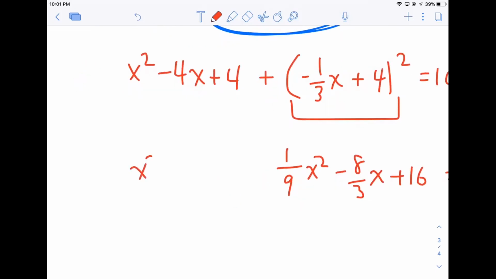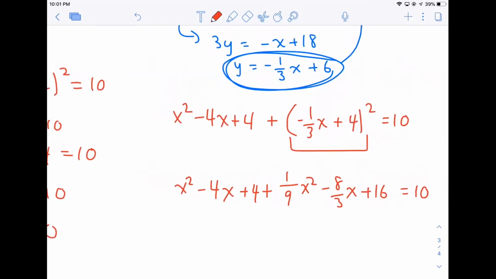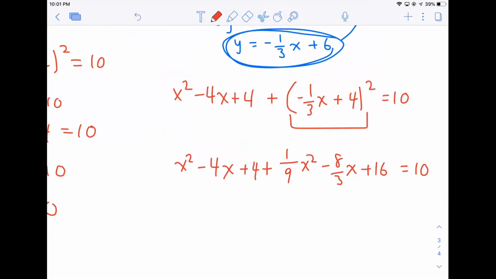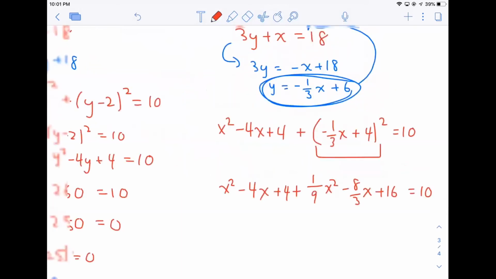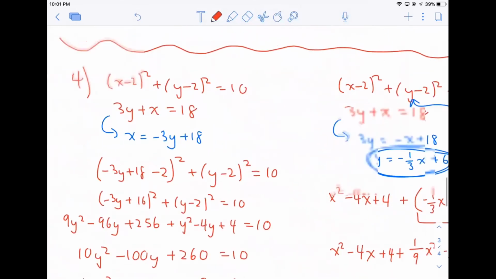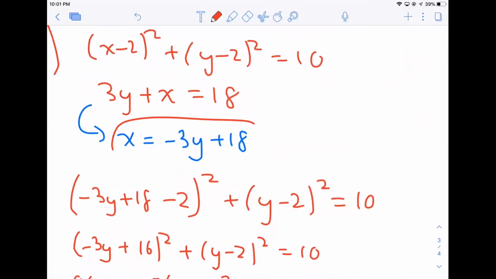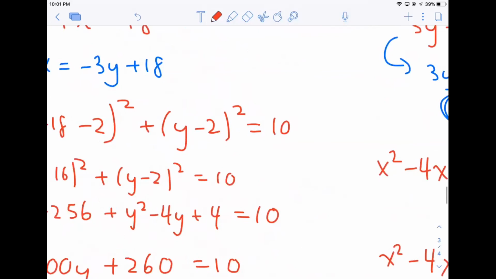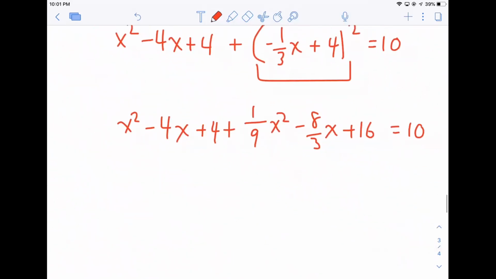All right, so I have x squared minus 4x plus 4 plus all of that equals 10. And this way is definitely much harder, right, because of this fraction. So I'd recommend avoiding that fraction when you can. So this one was definitely smarter to solve by isolating the x value and subbing that in. But this should also be doable.